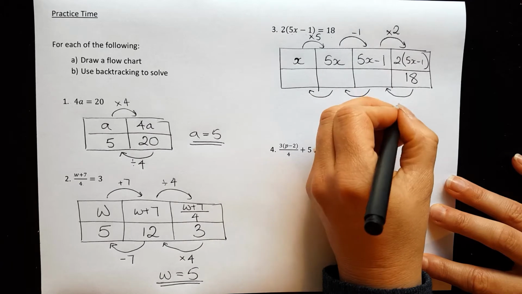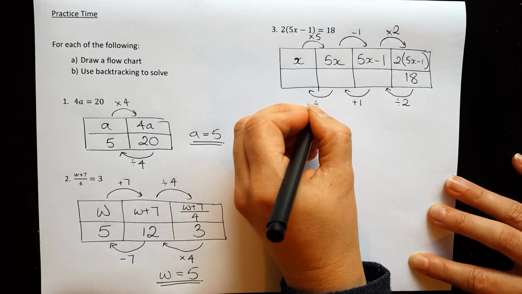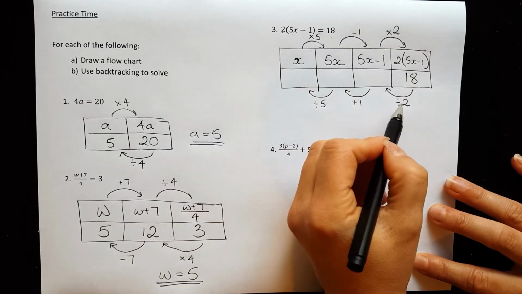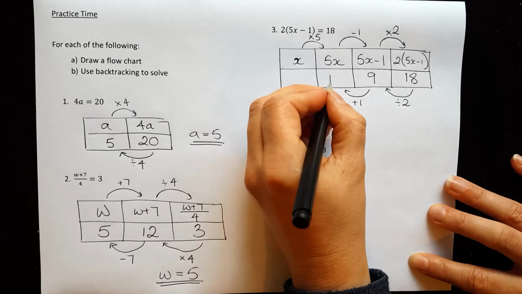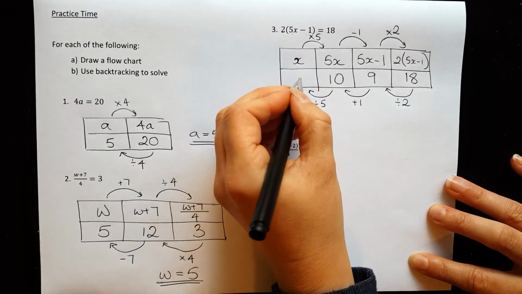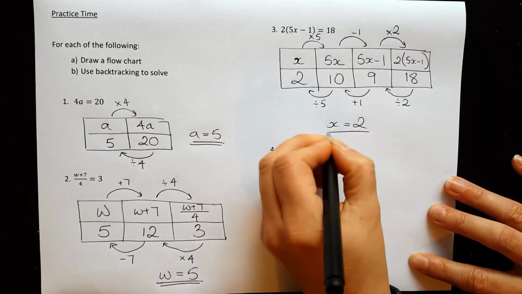So inverse operation is to divide by 2, add 1, and divide by 5. 18 divided by 2 is 9. 9 plus 1 is 10, and 10 divided by 5 is 2. x is equal to 2.